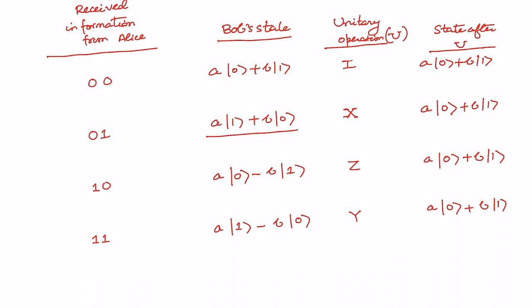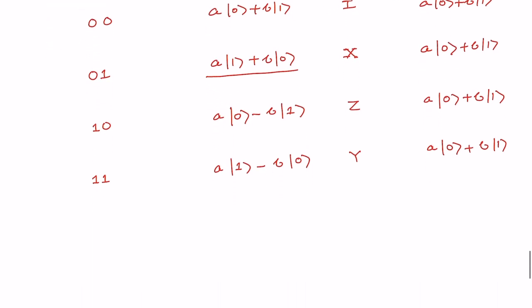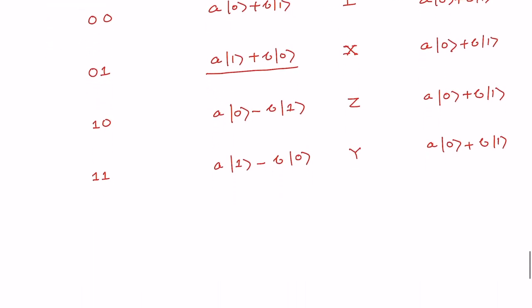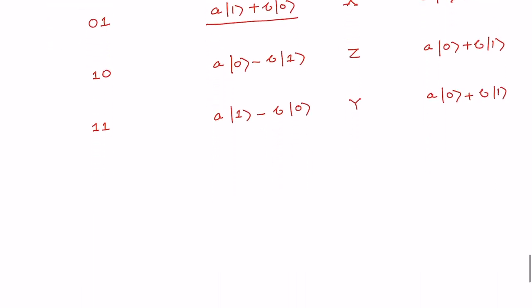So you immediately and clearly see that Bob reconstructs the initial state that Alice wanted to send by applying a unitary operation on his qubit based on the information received from Alice. This is what the quantum teleportation protocol is. Now let me quickly show this protocol in a schematic.